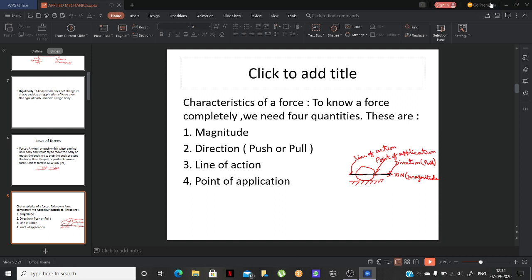But to know a force completely, you need four quantities. And these are known as the characteristics of forces. These quantities are magnitude, direction, which you have already known, third is line of action, fourth is point of application. Now in this figure, a force of 10 Newton is acting. The number 10 Newton is the magnitude. The arrowhead of the force shows the direction. Point of application and the line of action of the force are shown in the figure.